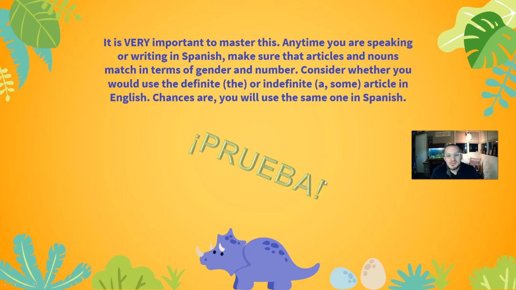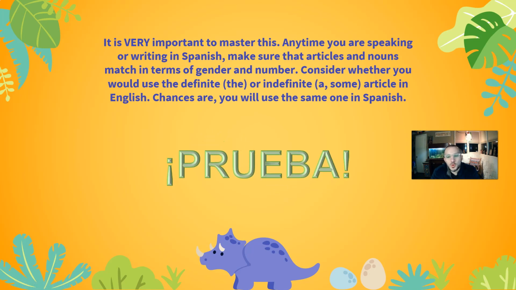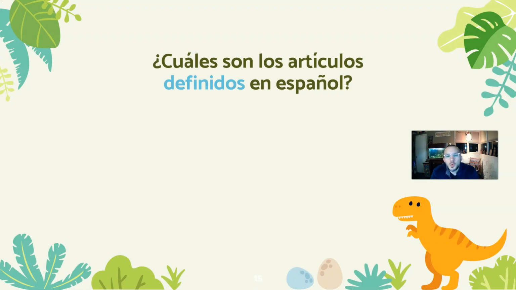Okay, muy bien. Vamos a tener una pruebita, a little quiz, just a 2-question quiz here. ¿Cuáles son los artículos definidos en español? Which ones are the definite articles in Spanish? The ones that correspond to the English word the. First, you have to remember there's masculine singular, masculine plural, feminine singular, feminine plural. El, la, los, las. Okay, this is the order that people usually put these in. El, la, los, and las.